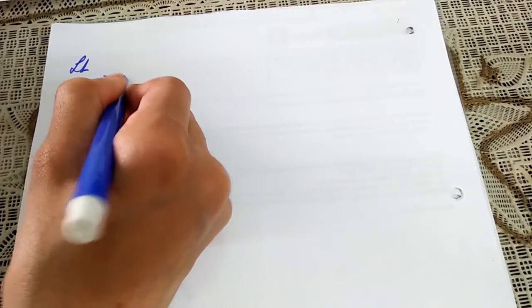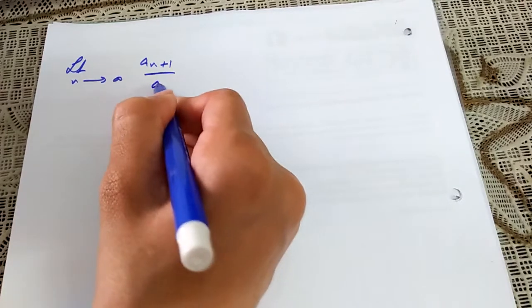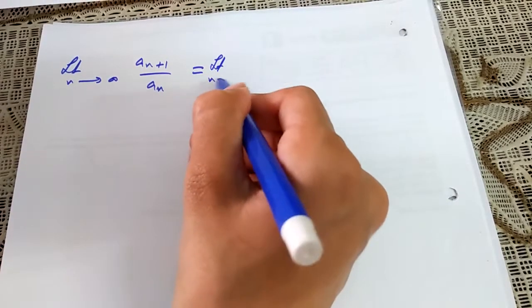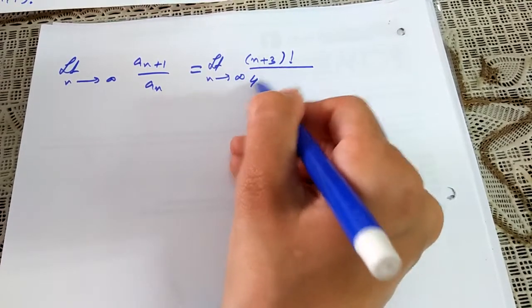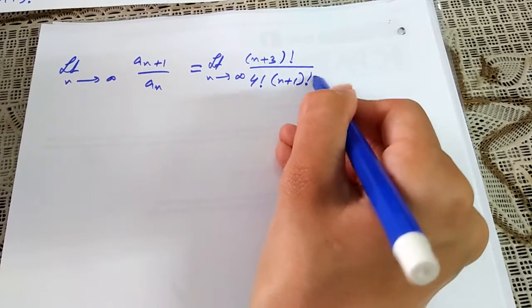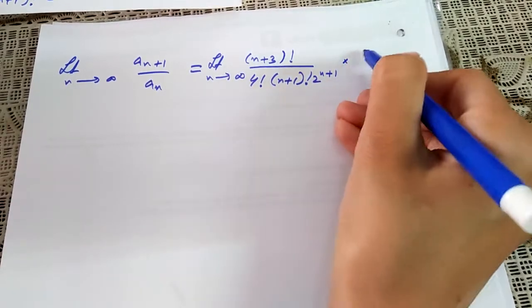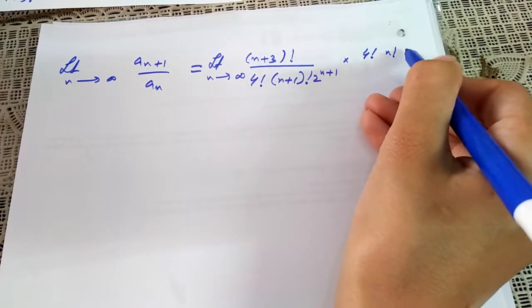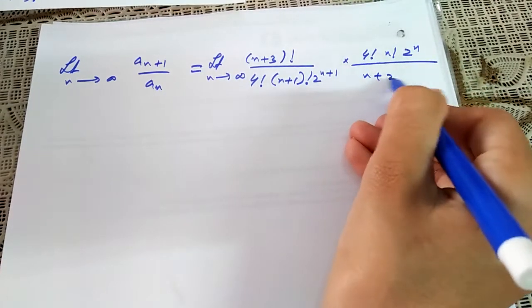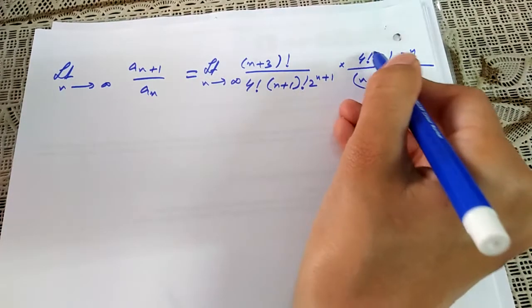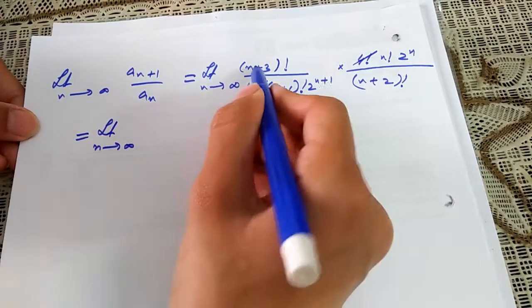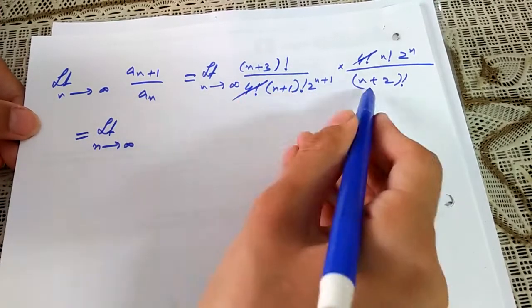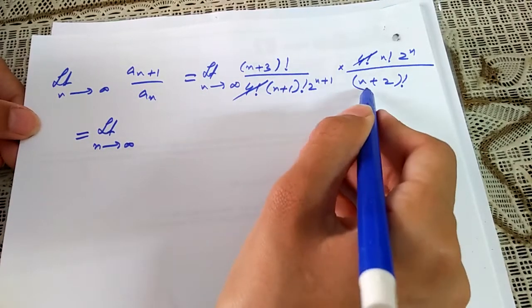Now use the ratio test here. Limit n approaches infinity, an+1 divided by an. This will give you limit n approaches infinity, (n+3) factorial divided by 4 factorial (n+1) factorial 2 raised to power n+1, and 4 factorial n factorial 2 raised to power n over (n+2) factorial here. Now simplify the terms. This 4 factorial can be cancelled out directly. We will get here limit n approaches infinity. Now we have to open this one, open the greater factorial up till this smaller factorial.